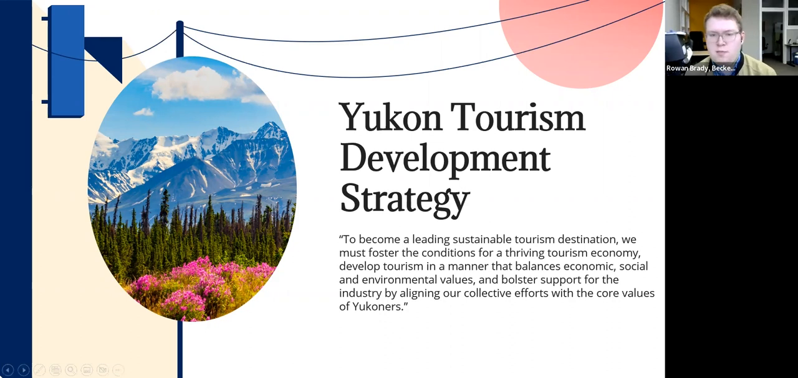The Yukon Tourism Development Strategy covers the largest geography of all the case studies covered today. The Yukon Territory in Canada borders the eastern side of Alaska and covers 190,000 square miles, almost twice the size of the state of Michigan.